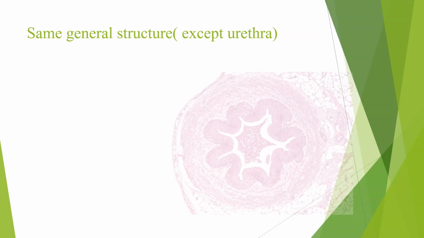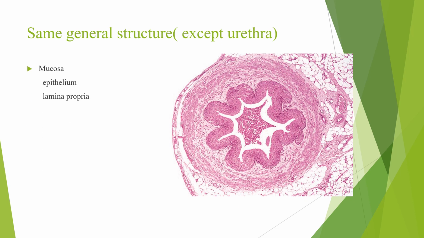So histologically, all of the excretory passages have the same general structure except the urethra, and this general structure is: they have the mucosa, which is formed by the epithelium and the lamina propria. Then outside the epithelium and lamina propria there is the muscularis, which consists of inner longitudinal and outer circular layers of smooth muscle cells, and the outer layer is either adventitia or serosa.